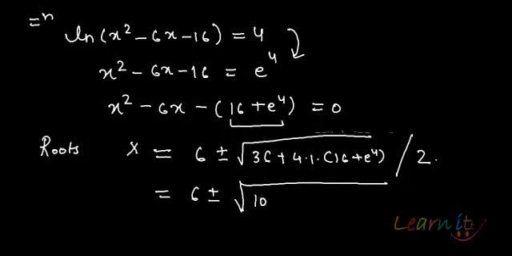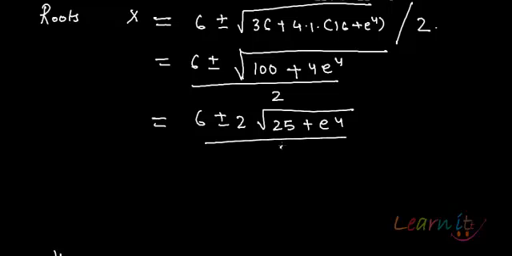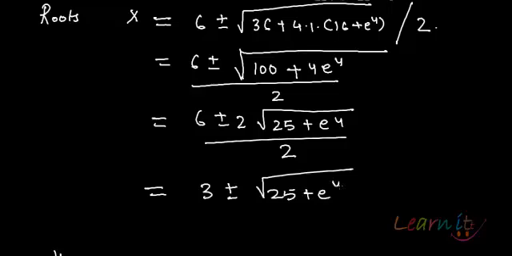So this becomes 100, because 36 plus 64 will give you 100, plus 4 times e⁴, whole upon 2. Now I can take 4 common out here and 2 comes out. So plus or minus 2 root (25 + e⁴) by 2. Now 2 gets cancelled out. So you have 3 plus or minus the square root of 25 + e⁴.